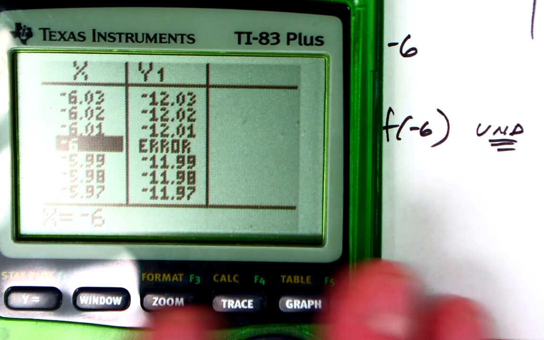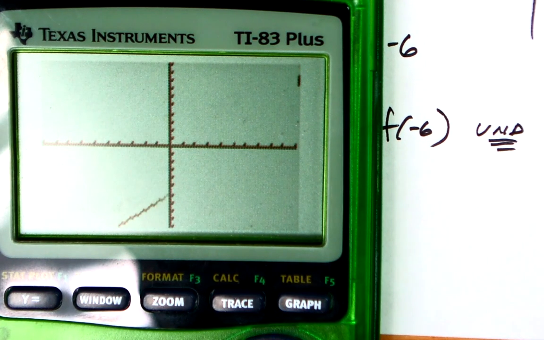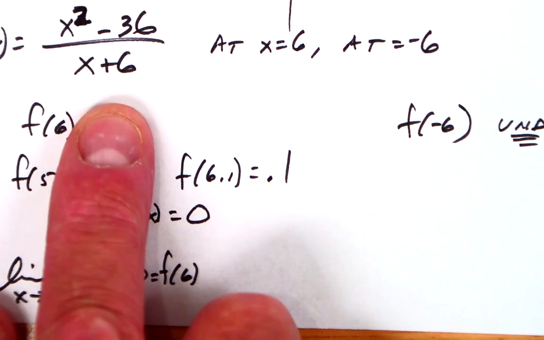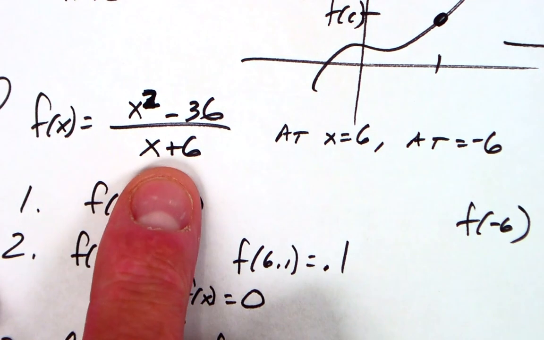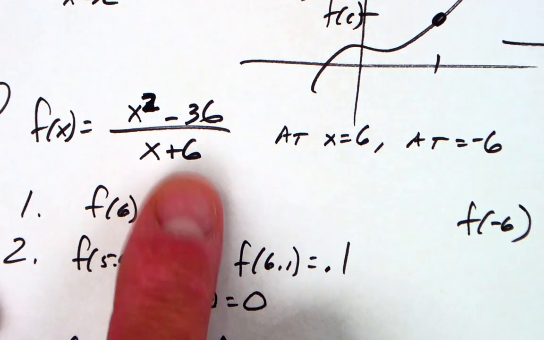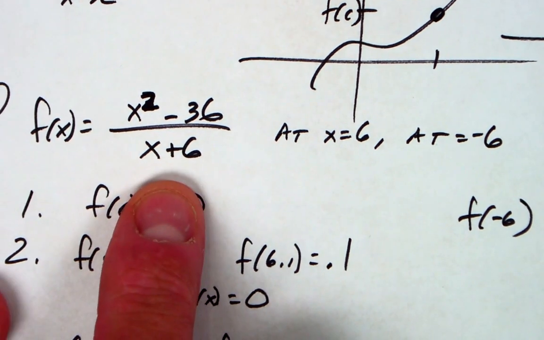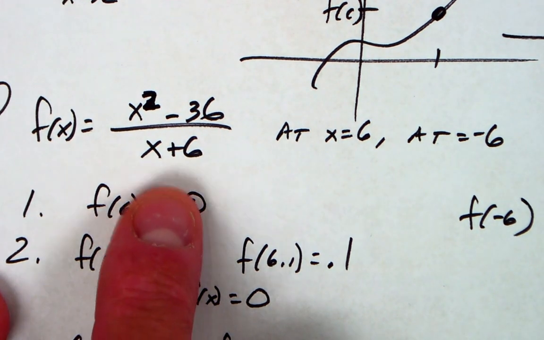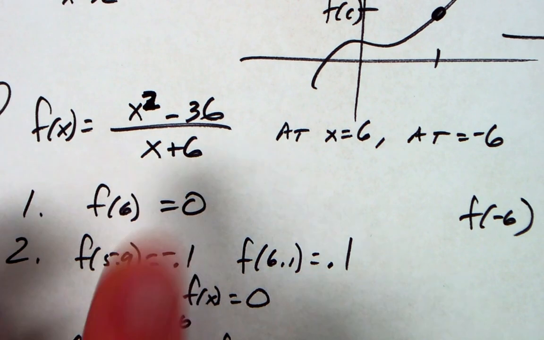Okay. You'll notice that if we graph this, it is a line. So this is a removable discontinuity because it just has a hole. Where does it have a hole? Negative 6. It's discontinuous at negative 6. Okay?